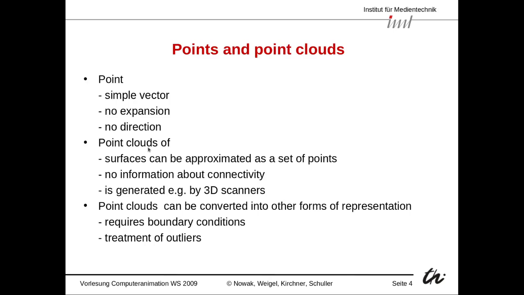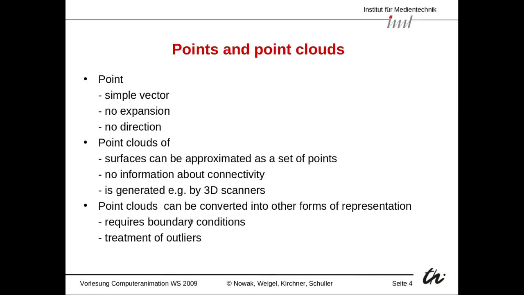So point clouds of surfaces can be approximated by a set of points which lie on the surface of the 3D object. There's no information about connectivity. So if, for instance, there's a gap in this surface, we might not see it when we have a sparse point cloud. And this comes, for instance, out of 3D laser scanners. Sometimes we have outliers. So the point cloud might be more or less precise.